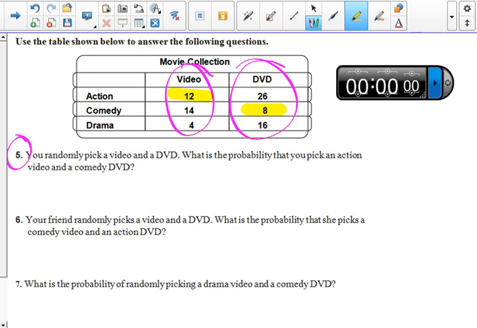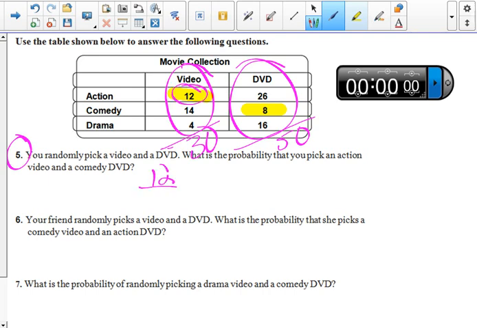So we have to get the total of all these, right? So when you total this, you're going to get 20. Oh wait, no, 30. 8, 10, 30, sorry. And when you total these, we're going to get 50. So there's my total.